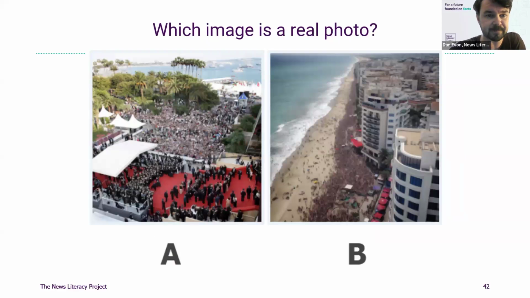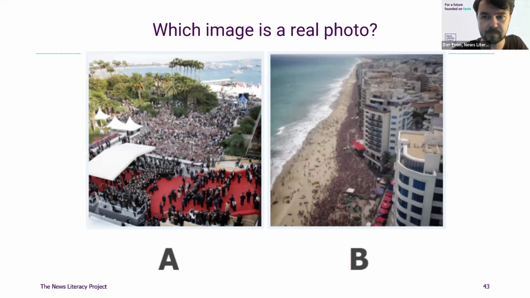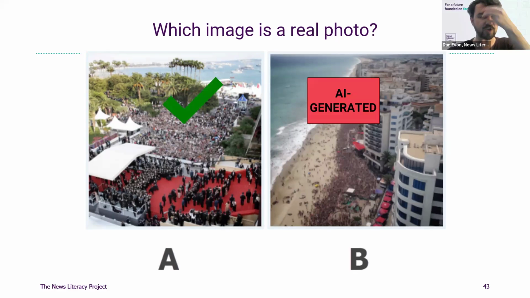Let's do another one. Same game. Which image is real and which one is AI generated? This supposedly shows a bunch of people near a beachside property. And I guess I'll play along too, and I'm gonna go with A. Let's see. All right, A was correct that time. The AI generated one is B.